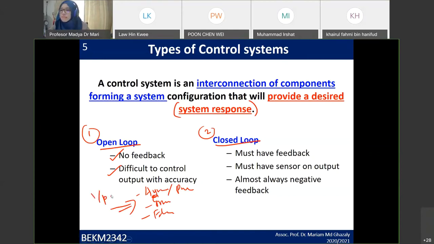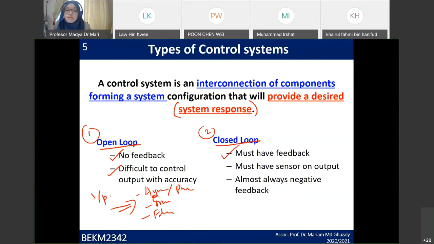Okay? So that means depending on the input current, the voltage, the current, the pressure, the liquid, it depends on that only. And you cannot actually control what the displacement is going to be. All is up to the input. Therefore, based on this, that's why you need a closed loop system. So a closed loop system must have a feedback.